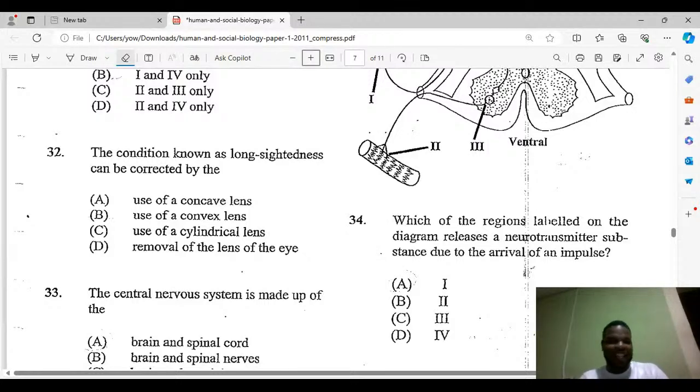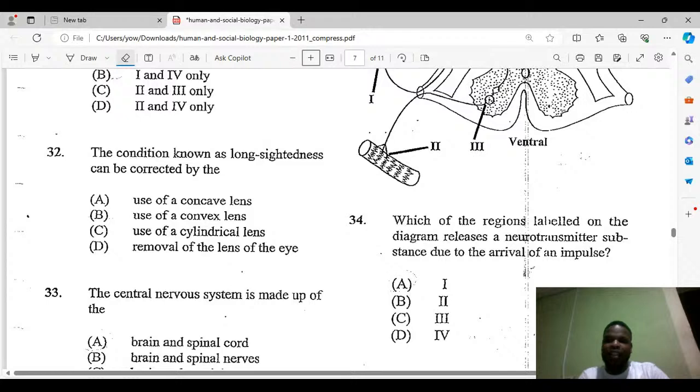What about short-sightedness? So make sure you're writing that down, guys. Make sure you're getting that down. Short-sightedness. What's another name for short-sightedness? Myopia. Very good.